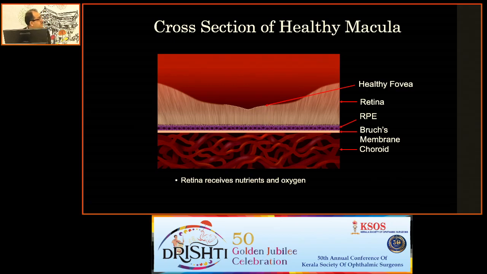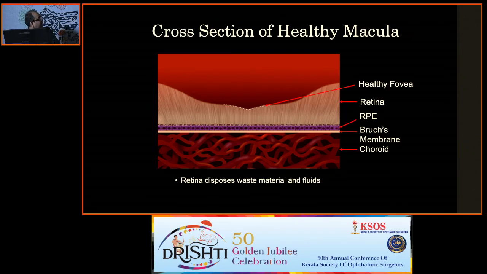This is an animation just to show the macula and the outer retinal layers and the underlying choroidal vasculature. So the retina normally receives nutrition by diffusion from the choroidal layers, and the waste products from the RPE are pumped up into the choroidal vasculature, which drains off into the venous system.